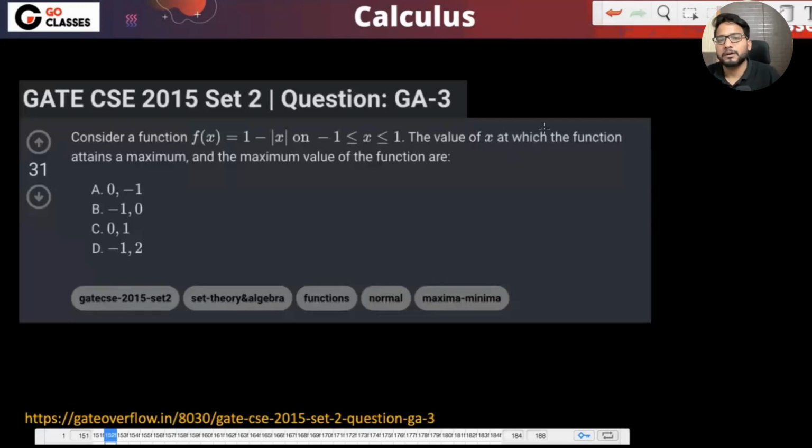Is this okay to everyone? See, the maximum will be attained in this particular range whenever this mod x is minimum. And mod x is minimum at x equal to 0 only, right? So mod x is actually minimum at x equal to 0. Why is it correct? At x equal to 0, the function value is 1, right?